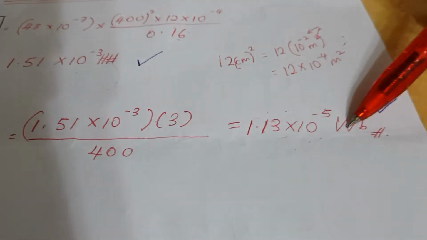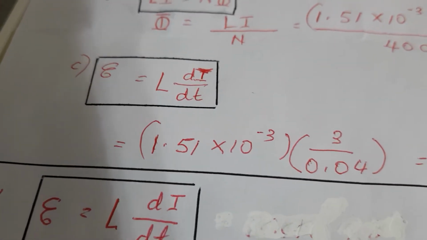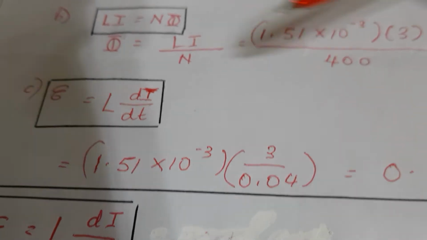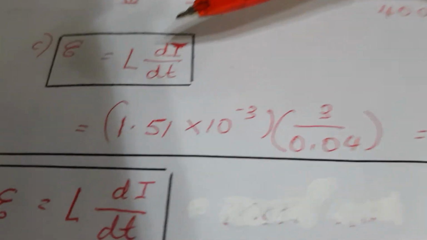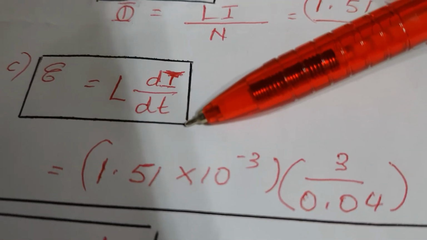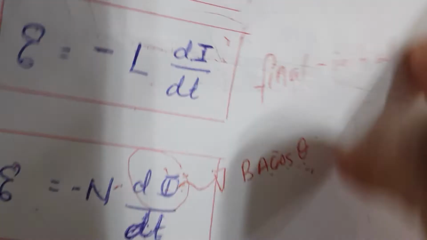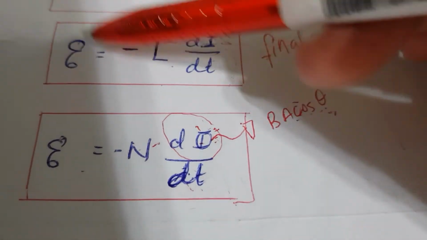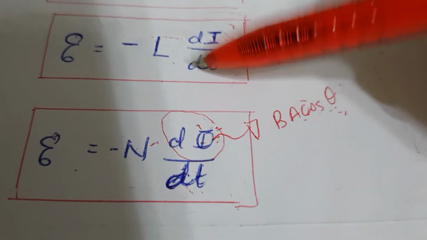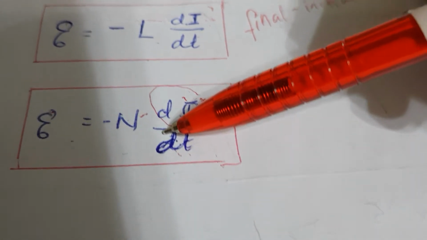Okay, and the unit here is Weber. So first one here is Henry, second one is Weber. Now third part they ask you for induced EMF. So you're having two formulas for induced EMF, that is negative L di per dt or negative N d flux per dt. Do you remember? I gave you two formulas just now. Either this or this.